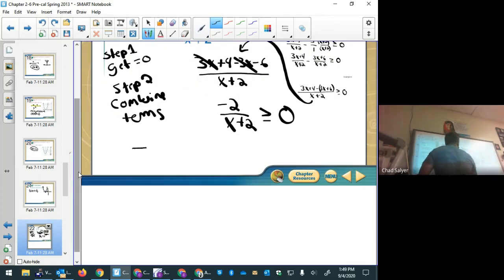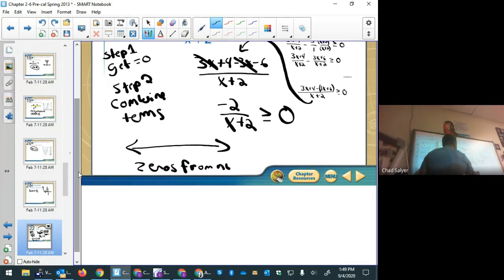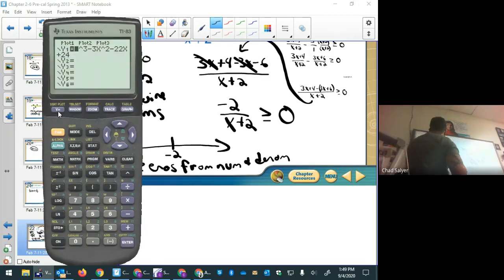So I'm going to create a sign chart, and I'm going to populate it with zeros of both the top and the bottom. So the numerator polynomial and the denominator polynomial, I need to populate this with the list of x's. So zeros from the numerator and the denominator. In this case, only the denominator has a 0, and it's at negative 2. And if we look at this function's behavior, it's a little wild, but we can tell what's going on, I think.